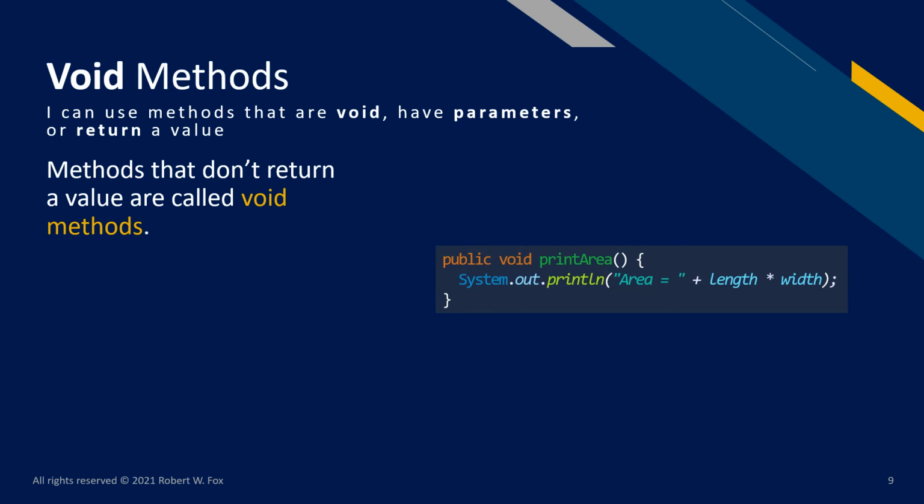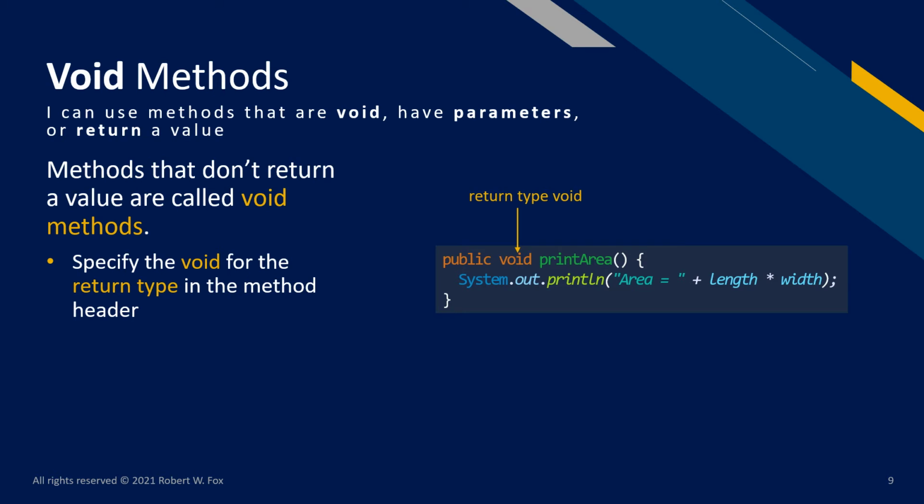Methods that don't return a value are called void methods. The way you make a void method is you just specify the word void for the return type in the method header. So in the last method, we said public int because we wanted the method to return an int value. Here we say public void because we don't want the method to return any value at all. Typically, with void methods, there's not going to be a return statement. And we use void methods when we want the method to do a job, but not necessarily produce a specific answer.